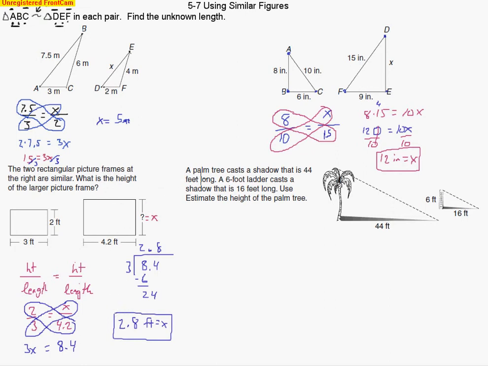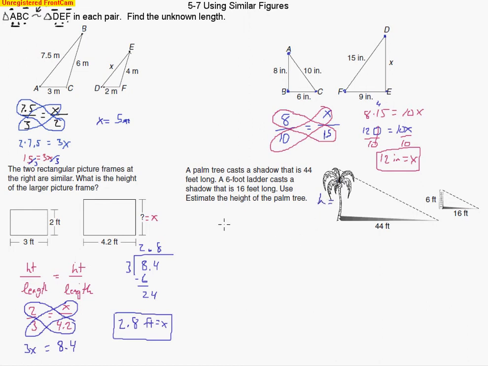Well, we can solve this next problem. We don't know the height of this tree, but we see that the shadow cast by the sun is 44 feet long. We can measure that because it's on the ground. Let's say we set up a ladder. We know the ladder is exactly 6 feet high because it was measured, and we set it up right next to the palm tree, and we measure its shadow, and it's 16 feet. So now we can find the height of the palm tree.